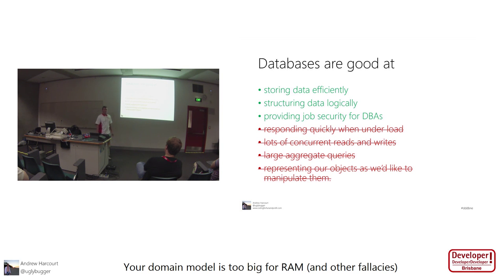Large aggregate queries. As soon as we do a select count of something or a select sum of something, we're talking at absolute best a clustered index scan. More likely we're talking a full table scan if we haven't pre-optimized a database for this kind of stuff. Databases are bad at reporting, right? They are easy to report against for the uninitiated. Unfortunately, that means they're just misused a lot more. Databases are really, really bad at answering aggregate queries.